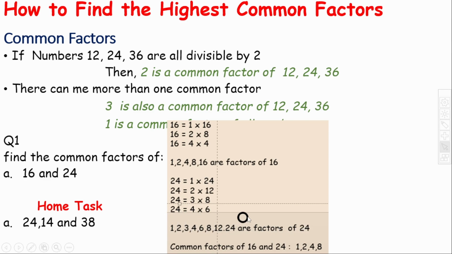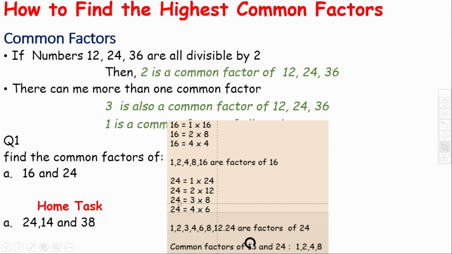So now to find the common factors of 16 and 24, we need to find out which factor is here, and which factor is here. So 1 is a common factor. We can find 1 here, we can find 1 here. So it's a common factor. 2 is here, 2 is here, so it's a common factor. 4 is here, 4 is here, it's a common factor. 8 is here, and 8 is here, it's a common factor. But 3 is here, 3 is not here, so it's not a common factor. 12 is here, and 12 is not here, so it's not a common factor.